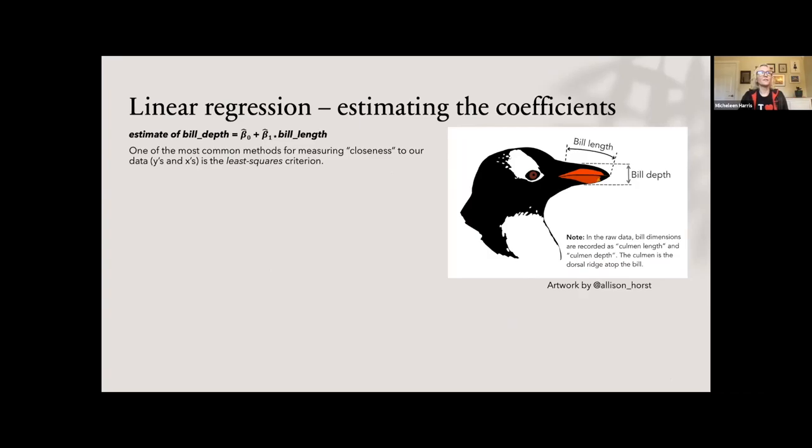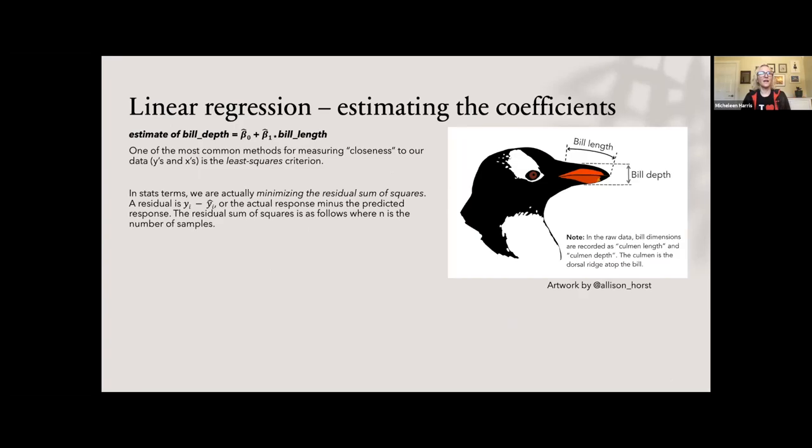Okay, so one of the most common ways to measure this closeness is the least squares criterion. And then we have this criterion, right? In a way, that's our measure of closeness. So in stats terms, we're minimizing a residual sum of squares to get to this. And a residual is simply the actual response y_i for a certain data point, where i is the data point index, minus the predicted response. So this is what is called a residual.